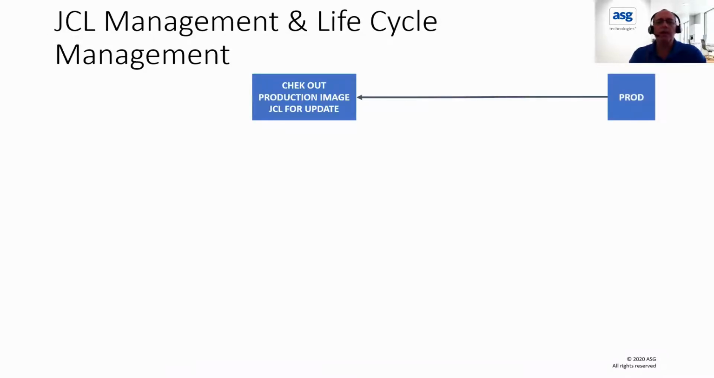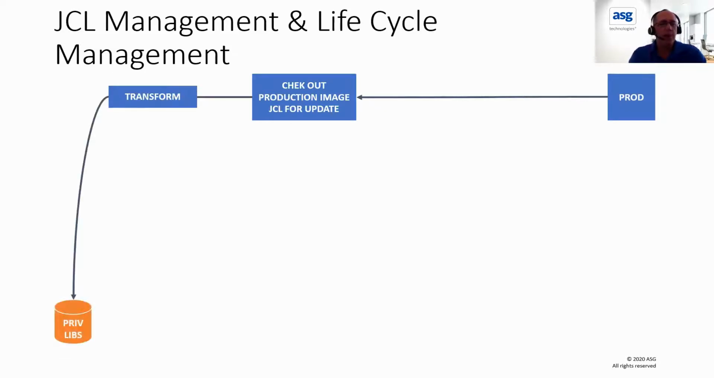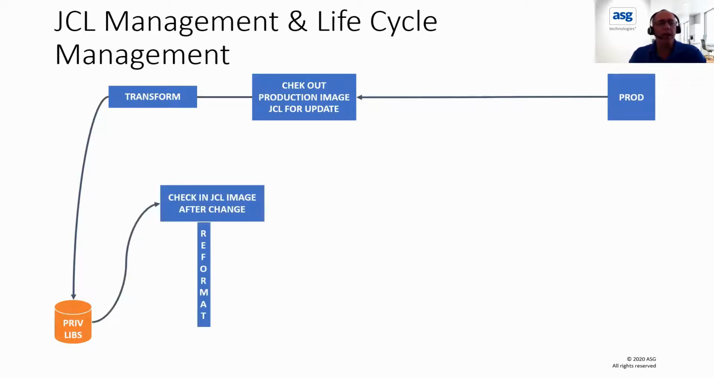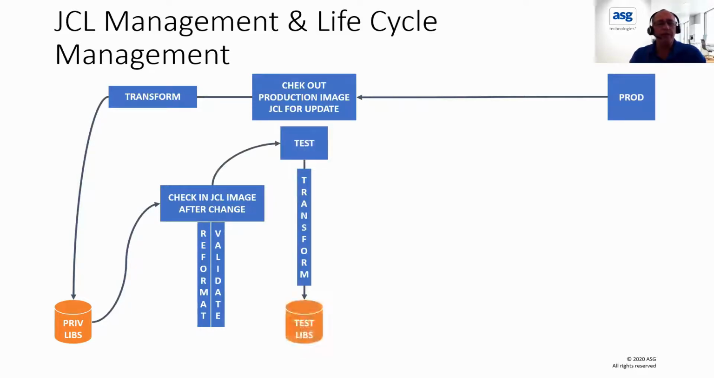So you see here, we're moving prod. You have a production JCL member. You want to move it outside of prod. You're taking it out so you can work on it. So you check it out. You make sure that all the library names are changed. You reformat your JCL. You validate it. You're putting your test JCL together.